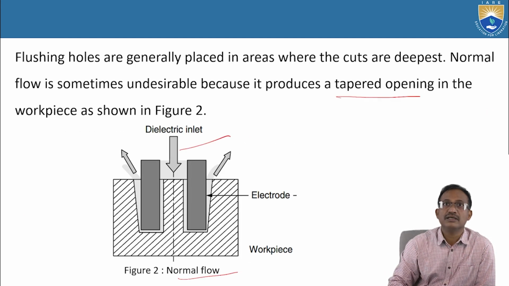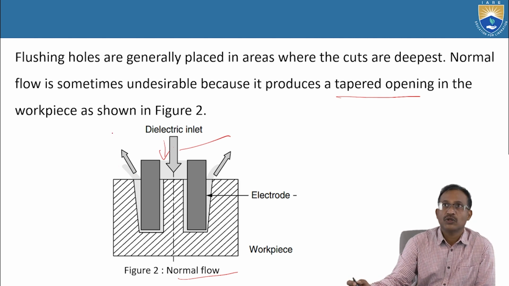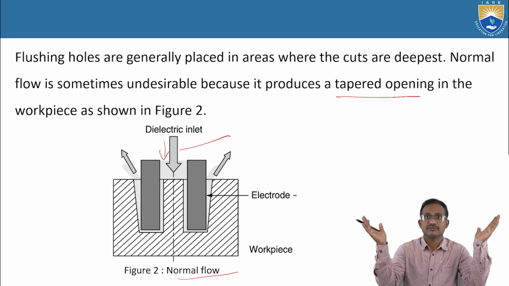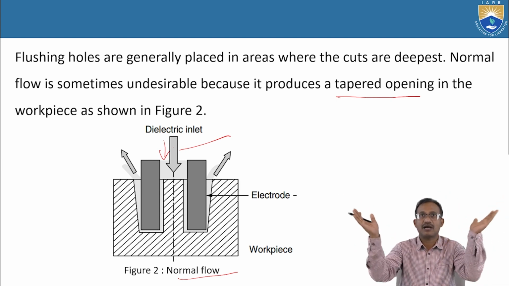In the normal flow, when the dielectric fluid medium is pressurized into the gap between the tool and the workpiece, the dielectric fluid will enter in this direction and come out through this tapered opening. So these are the directions. When the dielectric fluid enters in this direction in the normal flow, it will come out like this.